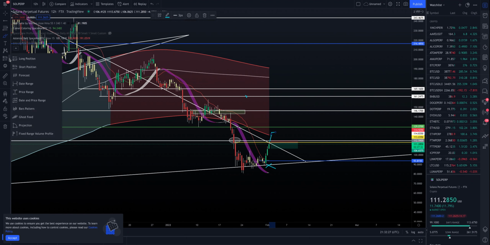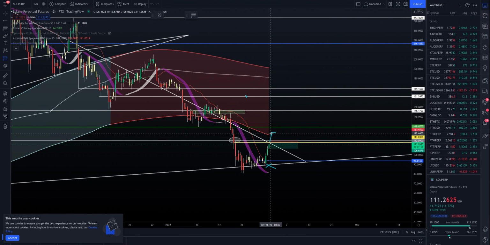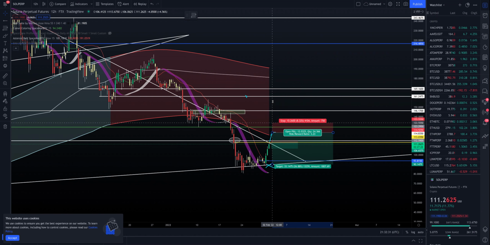And I would place a stop loss. Let's see, this wick here. I'll place it right above 127, or maybe a little bit above 130, it's really up to you. You can cut it at any time, but that's just in case.